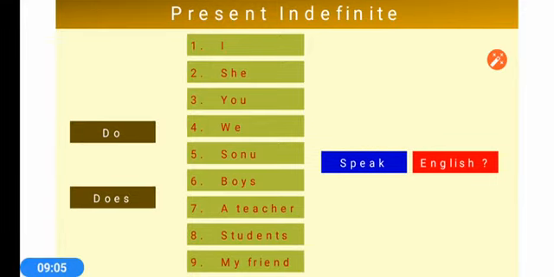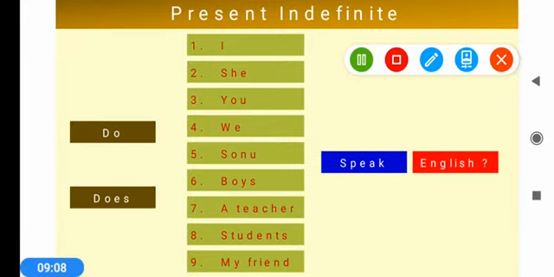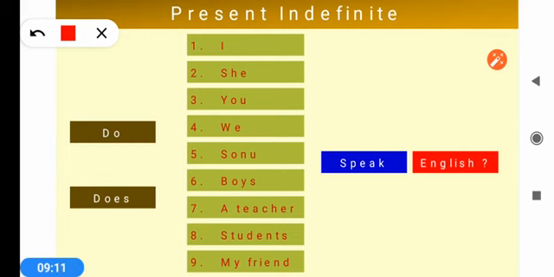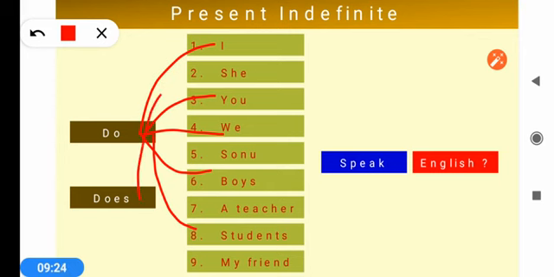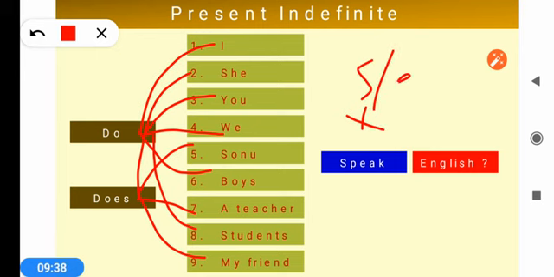Here it is interrogative, you can see. Again the same thing is there. You have to decide where to use do and where to use does. So here: do I, do you, do we, do boys, do students. But for does, we will use does she, does Sonu, does a teacher, does my friend, and do they. This way we have to make questions using the first form without s or es. Without s or es, not plus.